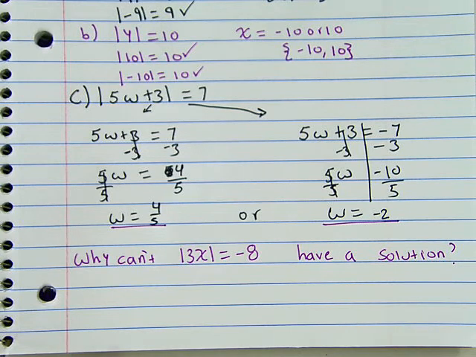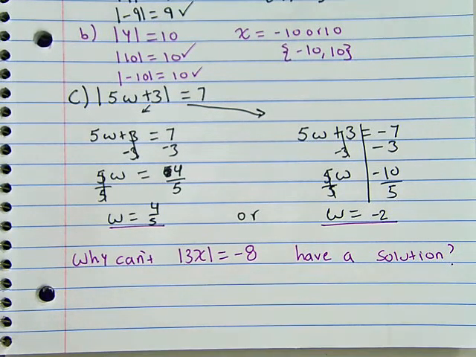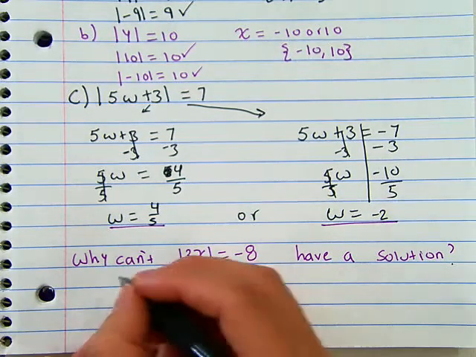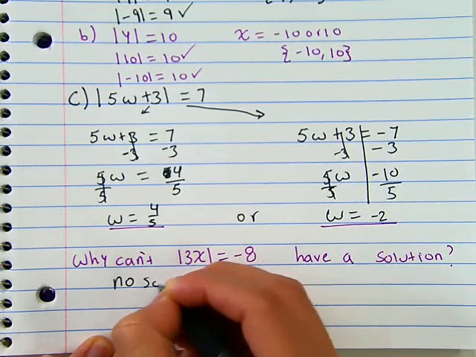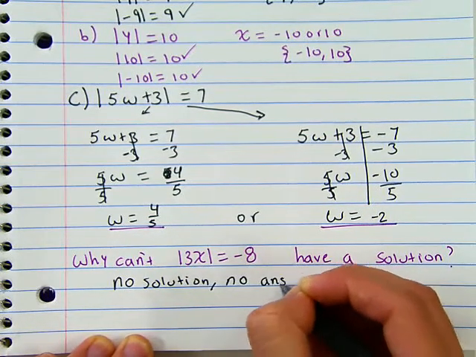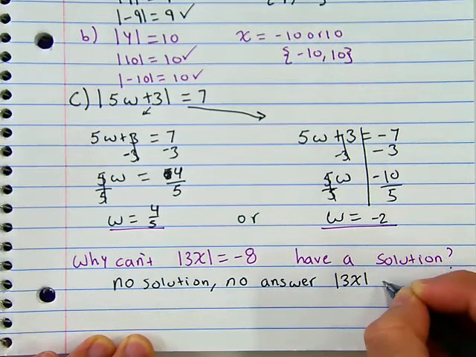So why can't we have the absolute value of 3x equal -8? Well, we just said that anything that's inside the absolute value is going to be positive, so it's called no solution because no answer inside that 3x will ever be negative.